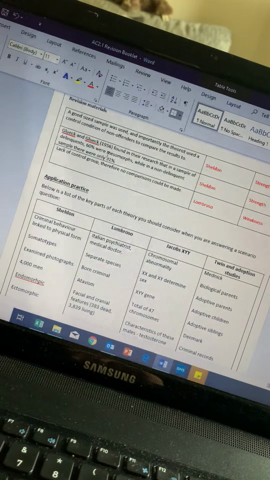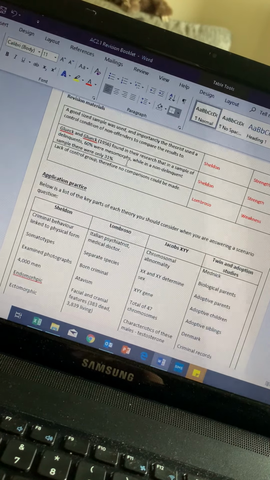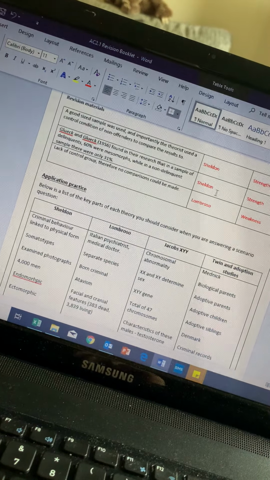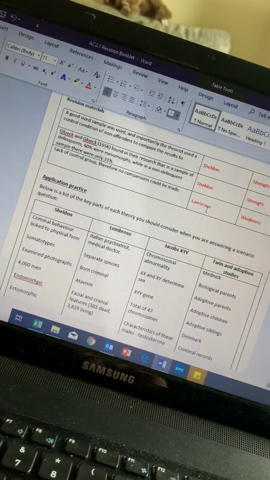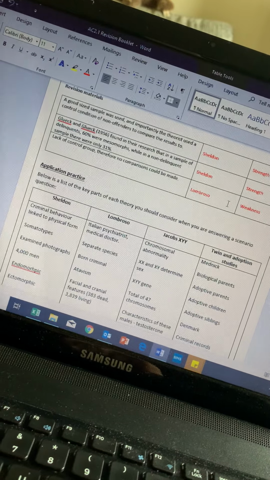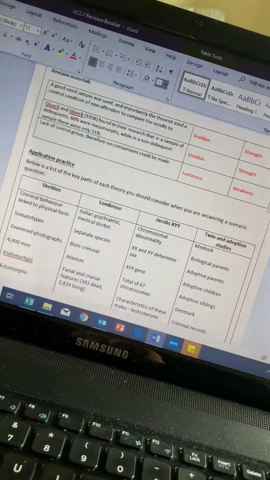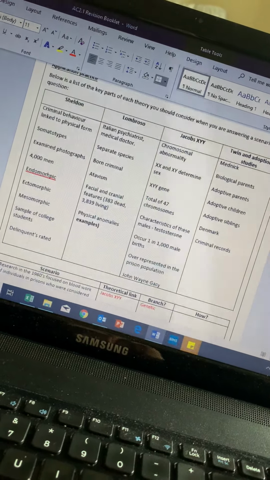Next one, 60% were mesomorphs, while in non-delinquent sample there was only 31%, so again, mesomorphs, ectomorphs, endomorphs, that would be Sheldon. And a lack of control group is Lombroso and a key weakness. So again, hopefully those weren't too bad for you. Going through just a list of key terms.